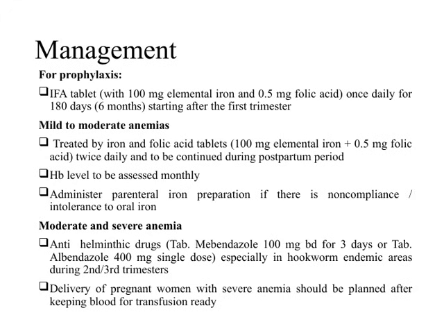Antihelminthic drugs, such as mebendazole 100 milligrams twice daily for 3 days or a single dose of albendazole 400 milligrams, are particularly important in areas endemic for hookworm, especially during the second or third trimesters, since hookworm infestation can significantly worsen anemia. Finally, for pregnant women with severe anemia, delivery planning is crucial.